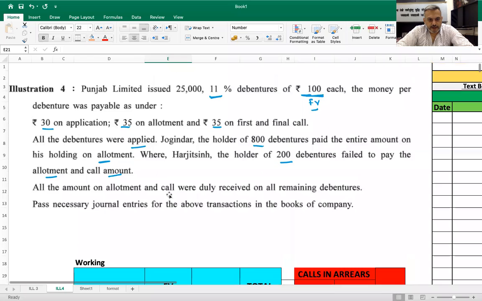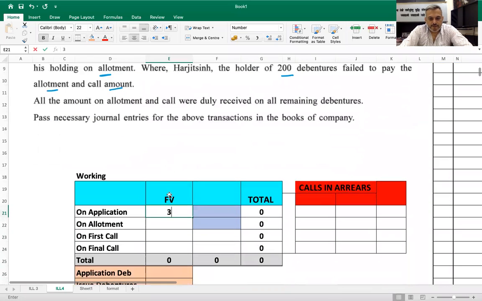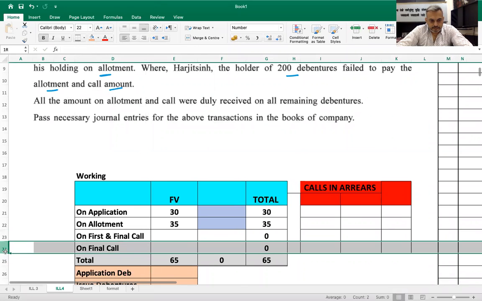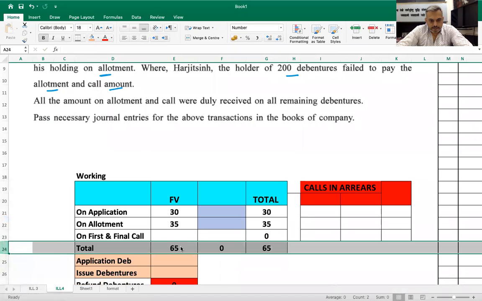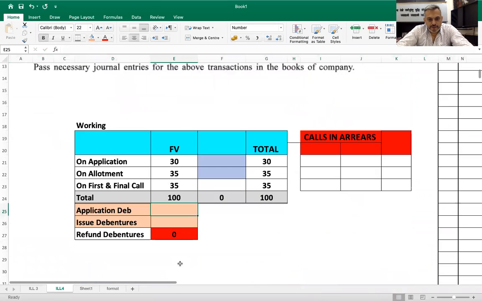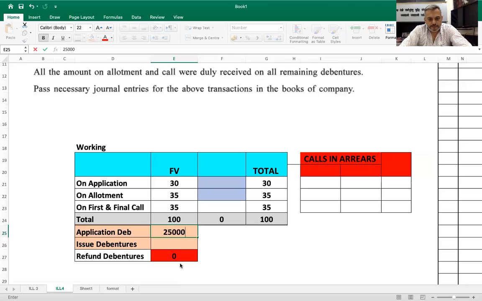Now your face value at the time of application, what we are calling is 30, allotment is 35, and first and final call is again 35. So total 100. How many debentures? 25,000 debentures, application and issue.